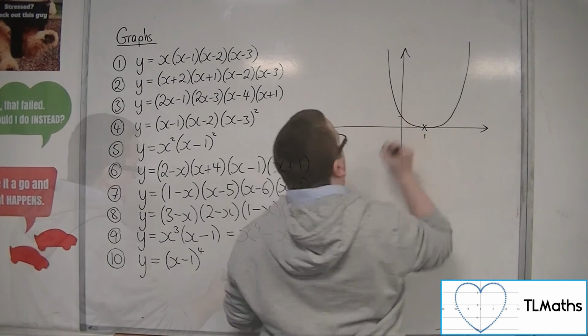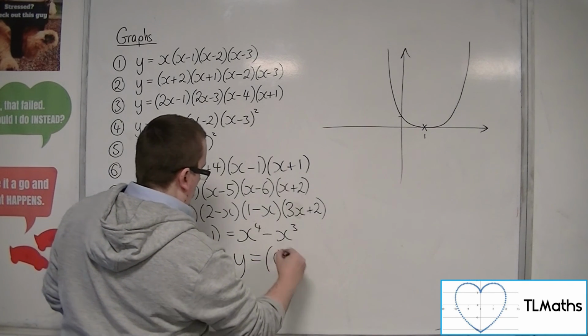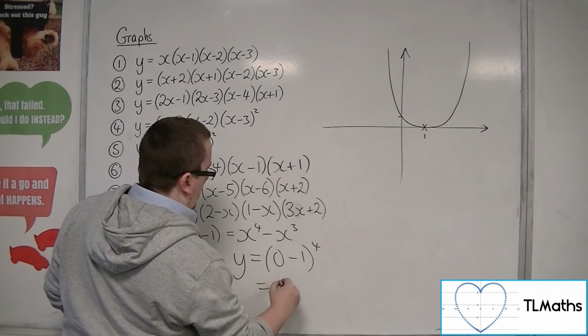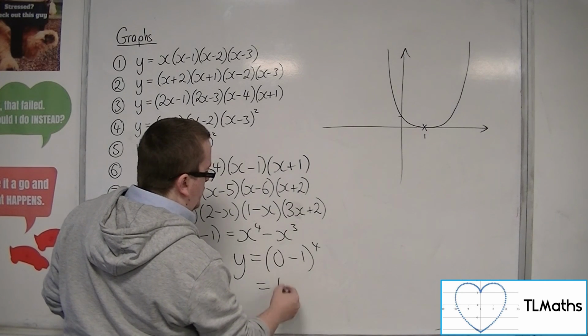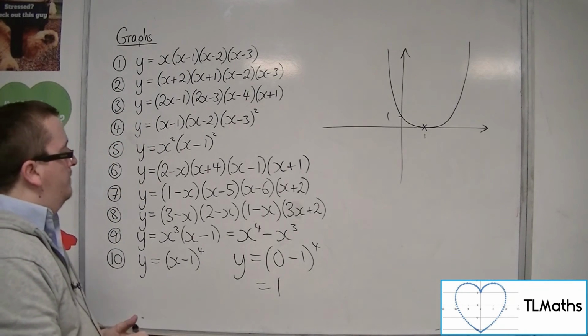Like so. So when x is 0, I get minus 1 to the power of 4, which is just 1. And so this curve goes through 1 on the y-axis.